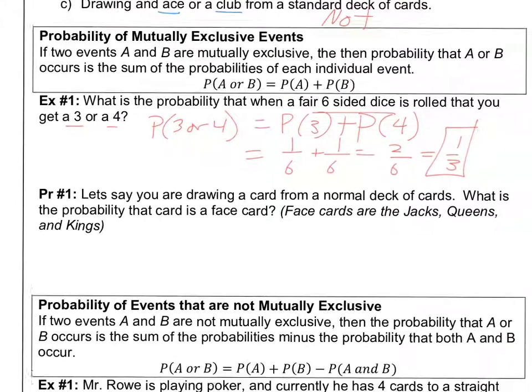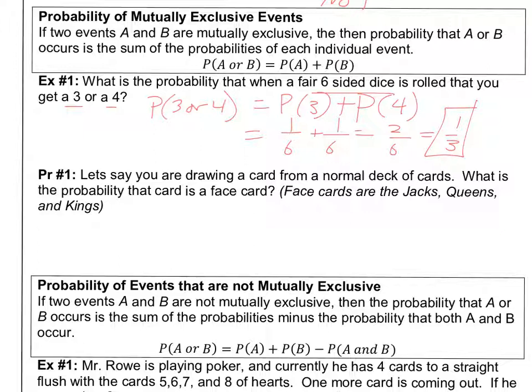All right, so practice number 1 here. It says, let's say you're drawing a card from a normal deck of cards. What's the probability that card is a face card? Face cards are jacks, queens, and kings. So there's 3 different ways to get a face card there. Go ahead and just try that out on your own, and then check back when you're ready to check your work.